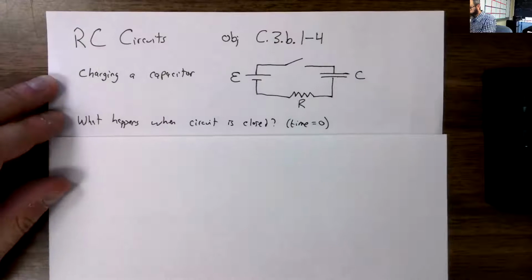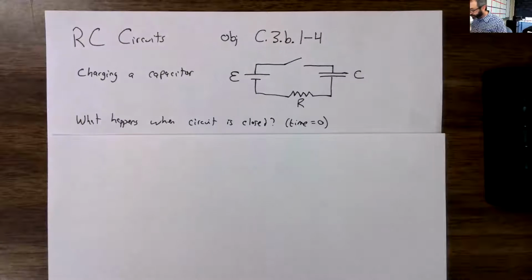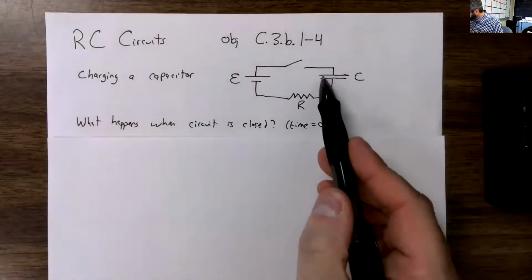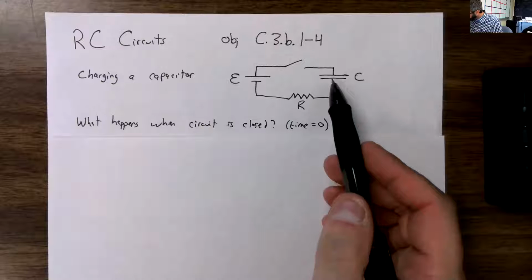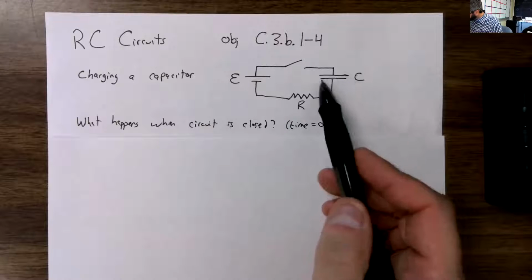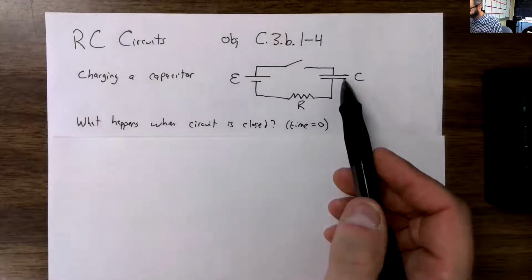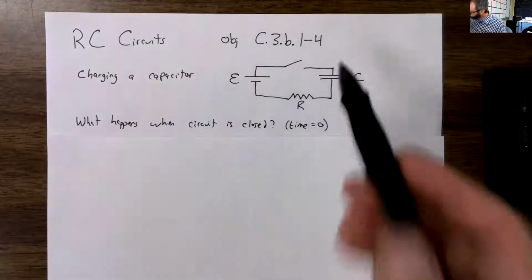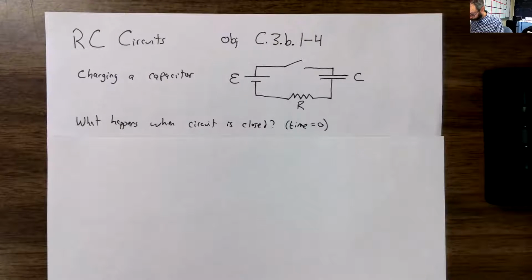when the circuit is closed, right? And we're going to close it at time equals 0. And I hope we can see that the charge is going to be a function of time, right? We started out with no charge, and we're going to end up with a fully charged capacitor. So we're going to see charge as a function of time, and what other variable are we going to see as a function of time?